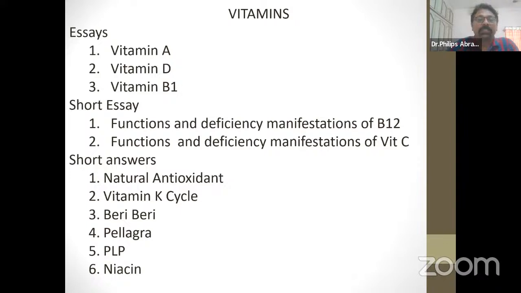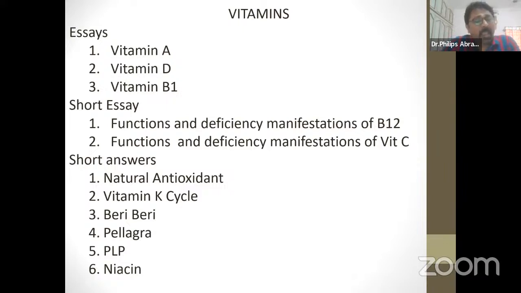Next is vitamins. Usually the essay questions asked are from vitamin A, vitamin D, or vitamin B1. And the question is always direct: write the chemistry, sources, RDA, biochemical functions, and deficiency manifestations of vitamin A, vitamin D, or vitamin B1. A very repeatedly asked question is vitamin D, as you know.